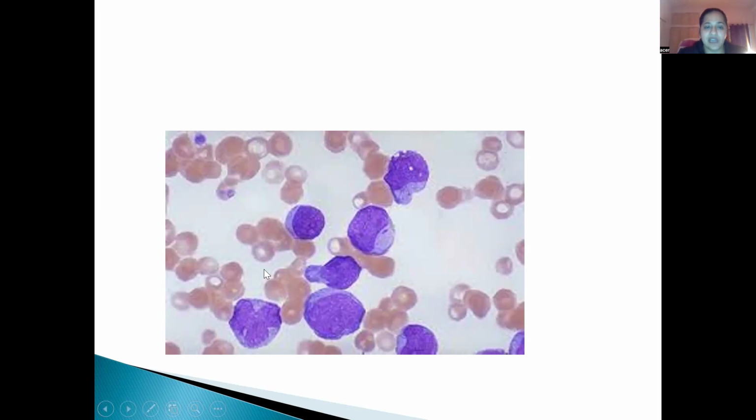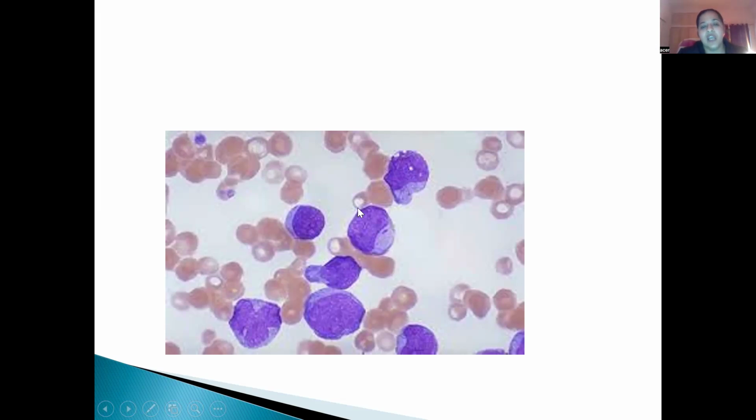One more thing I would like to tell you is the presence of the Auer rods, which is classically seen in AML. Okay, so if there is an Auer rod, what is the diagnosis? The clear-cut diagnosis is AML. These are actually the remnants of the ribosomes. So you can see here, this is basically a myeloblast.